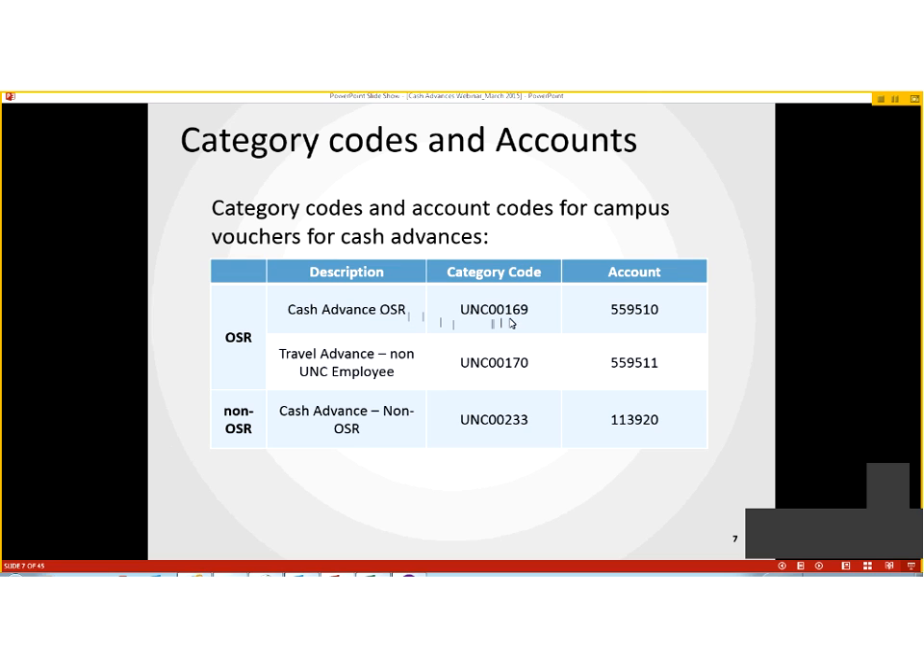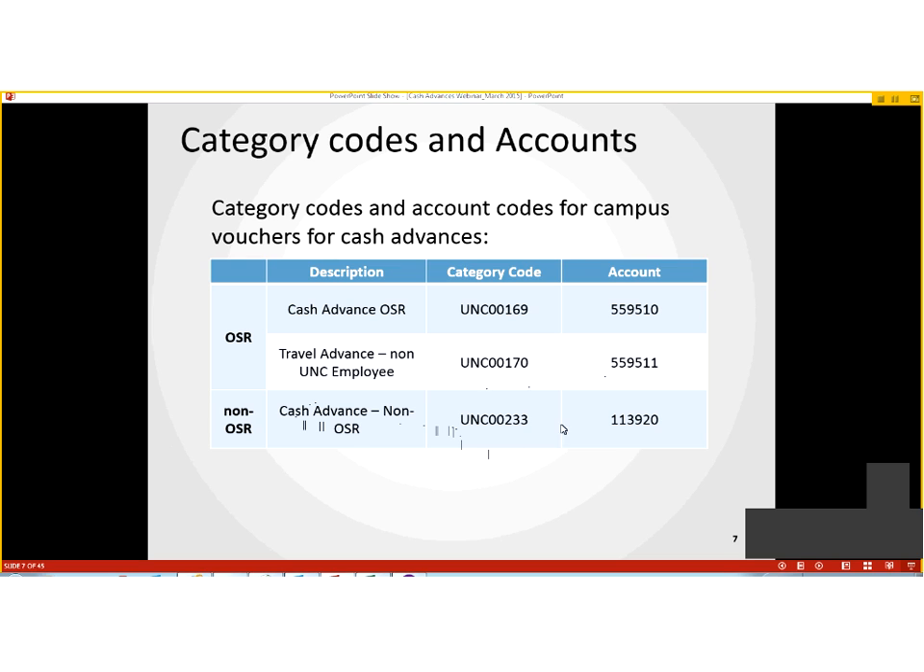So for OSR, you have two possible category codes. If it's a cash advance, it would be UNC00169. If it's OSR for travel, then the category code is UNC00170. And also to the right, you can see I have the account codes. These default when you enter the category code. So when you enter UNC00169, the account code defaults to 559510. When you enter UNC00170, the account code defaults to 559510.